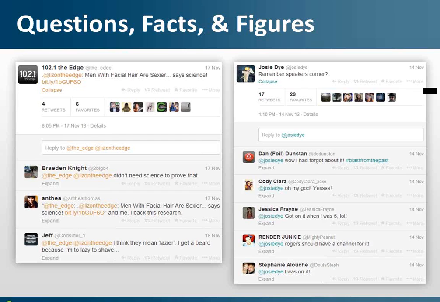Questions are also great for obvious reasons. They won't generate many retweets, but they will engage your audience in conversation. So there are different types of posts you can create to get different types of engagement on Twitter.